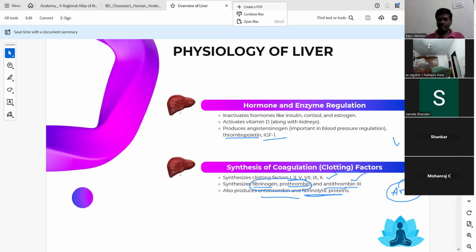Lysis means destruction. So fibrinolytic means fibrin is involved. Fibrinogen makes fibrin. Prothrombin makes thrombin. Then only the clot comes. These fibrinolytic proteins, like antithrombin and all, reverse the clots. They destroy and gradually reduce the size and finally clear the blood clots that are not needed by the body to safeguard against leakages, because there are no leakages.